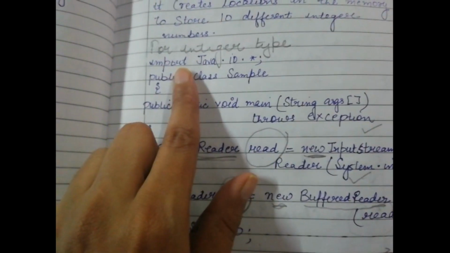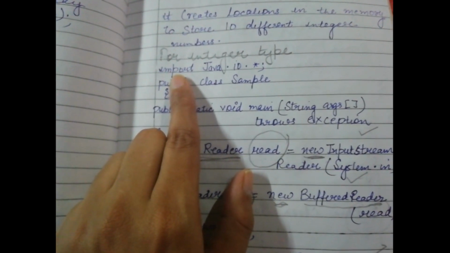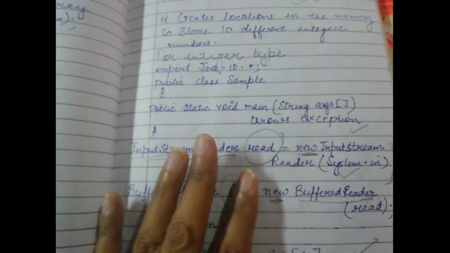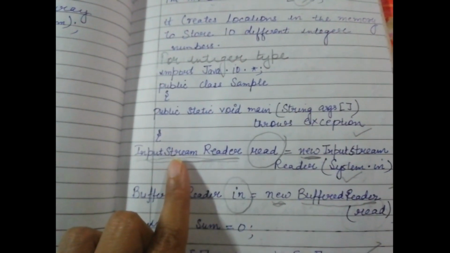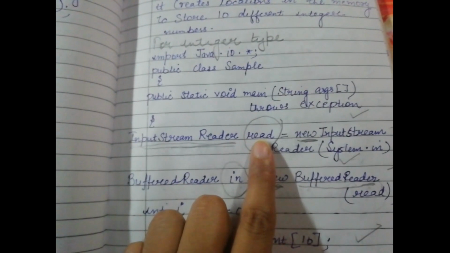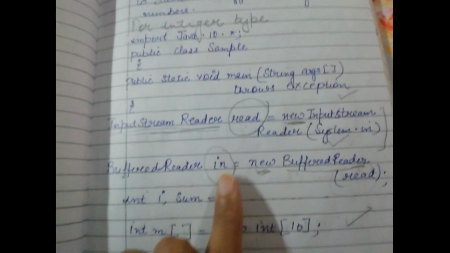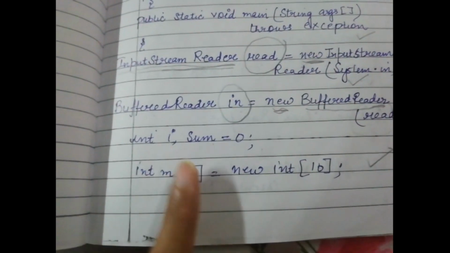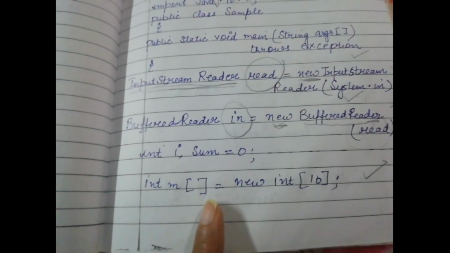Same, it's the import function. Why are we using import? To import a package in your program. The class name is, for example, input stream reader. So this is the class, and read is an object of this class. Next, after buffered reader, in is an object of this class, and in the same program we have to sum the elements of an array.